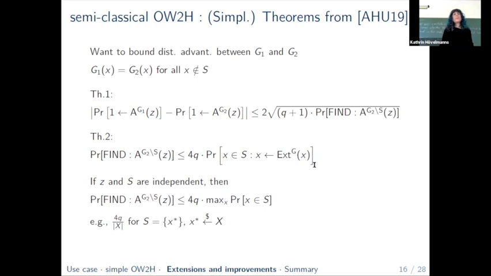There's also another observation. If the input of A is independent of the set on which we puncture, then the probability that Find occurs can be upper bounded in terms of the number of oracle queries and the maximum probability that an element is in S. Recall that S is a random set. So for example, if we have a set S that only contains one element that was sampled uniformly at random, then the bound would be 4q over the size of X, which is 4 times the classical bound for the same scenario.